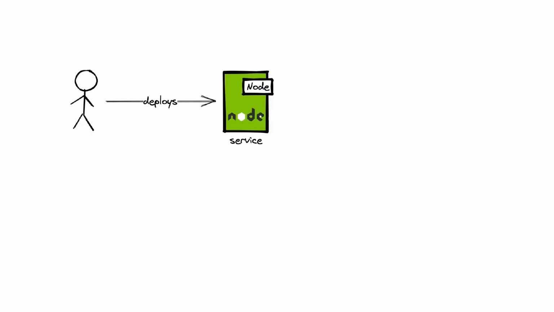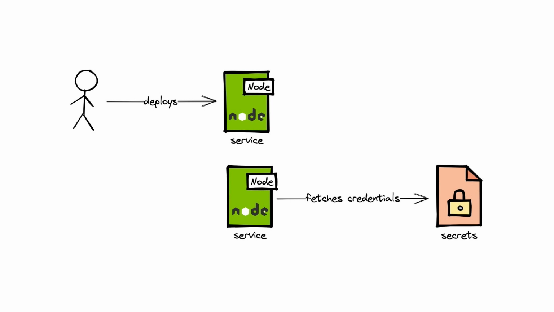So this is exactly what they do. And finally, the service on startup goes to secrets and hopefully fetches the credentials that were previously put by SRE under the proper path. So if we zoom out of all of this, it looks like this.